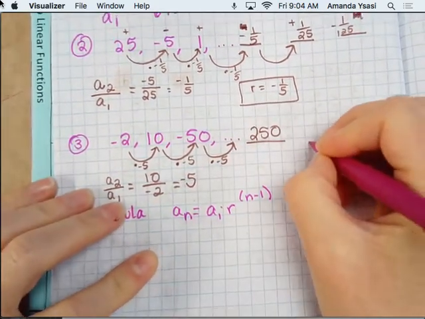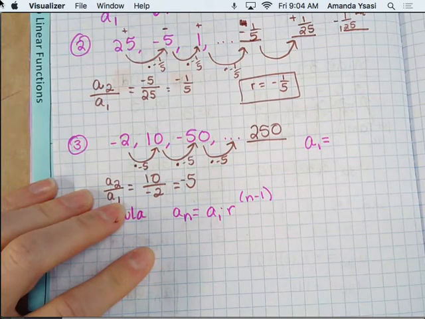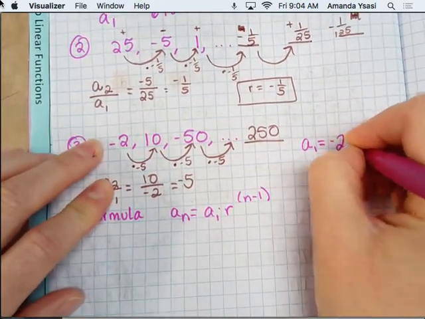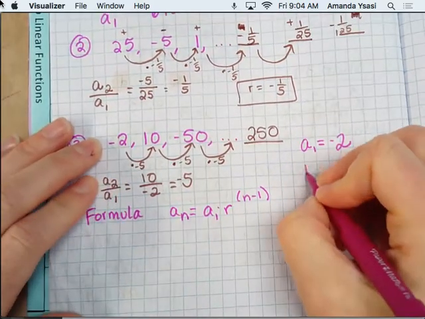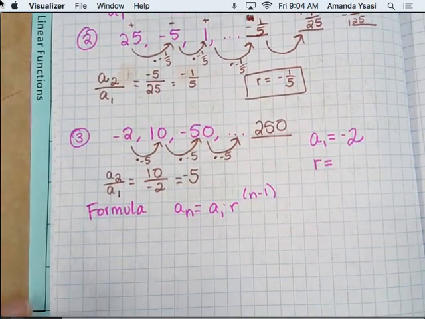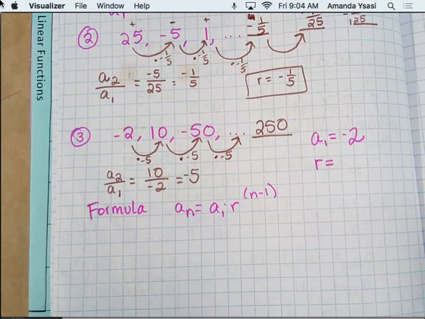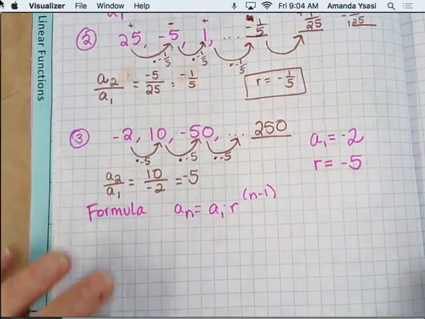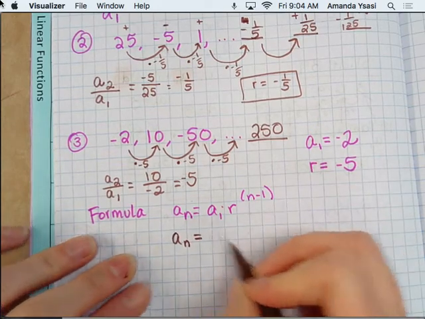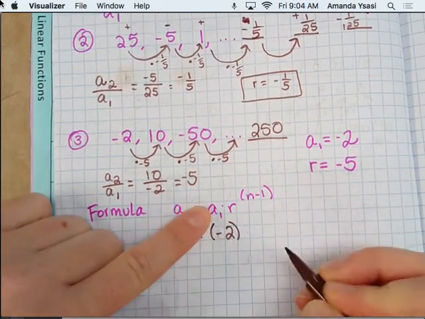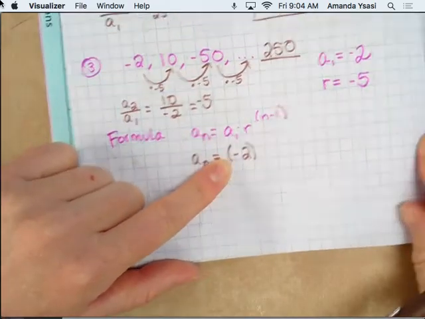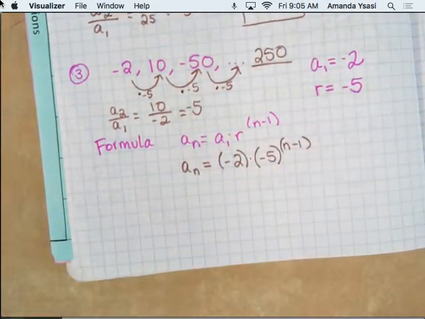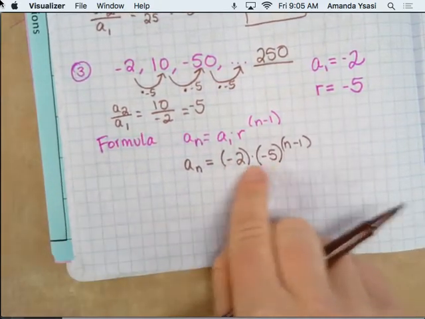So in this sequence, what's A1? A1 is your first term. What's the first term? Oh, negative 2. And what's the R value? That's your common ratio. Negative 5. So we're going to plug this into the formula. So it's an equals, and I'm going to keep them in parentheses, negative 2 for A1 times R, negative 5, and then n minus 1. Keep everything in parentheses. That's a formula. We can't multiply these.